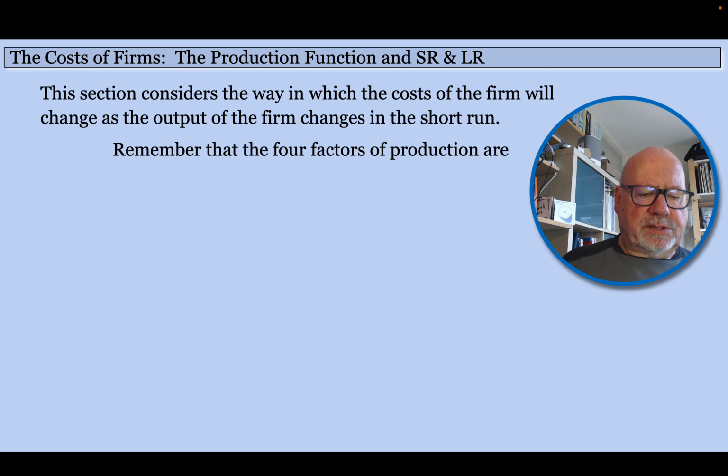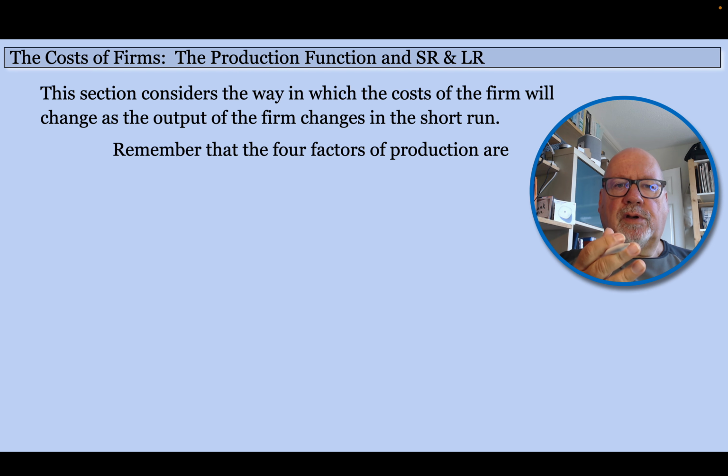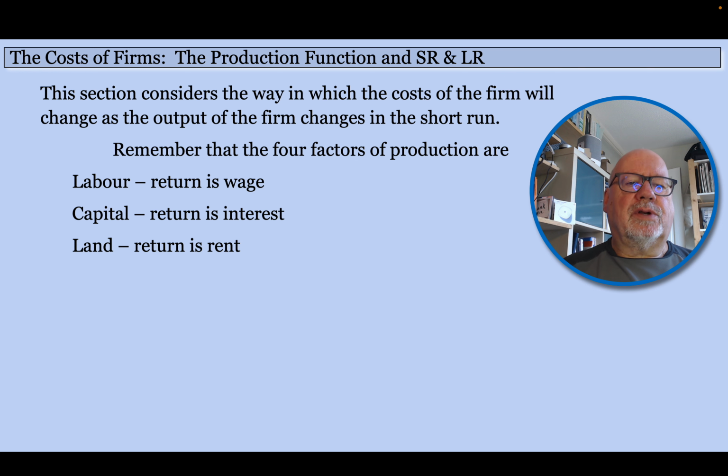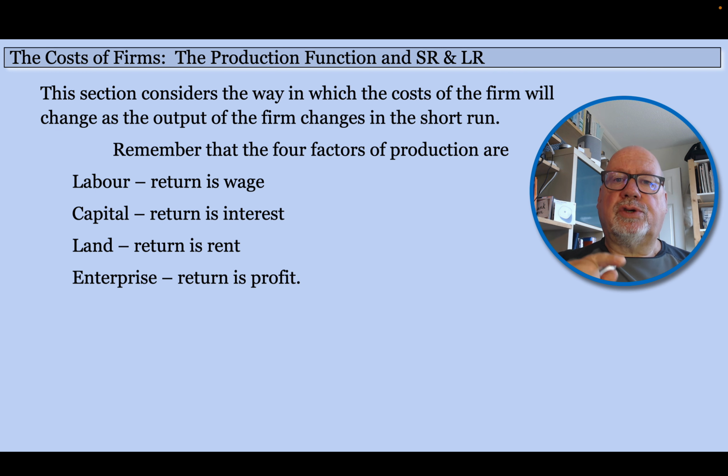So what we're going to look at in this video is the whole idea of the costs of the firm and how they are related to the production function. Now, what that simply means is that the output of any firm is determined by the amount of the inputs. In other words, you have your land and your labour, your capital and your enterprise, and you've got these four factors of production, and they are going to cost you a wage, or an interest or a rent, but they're also going to give you the output.